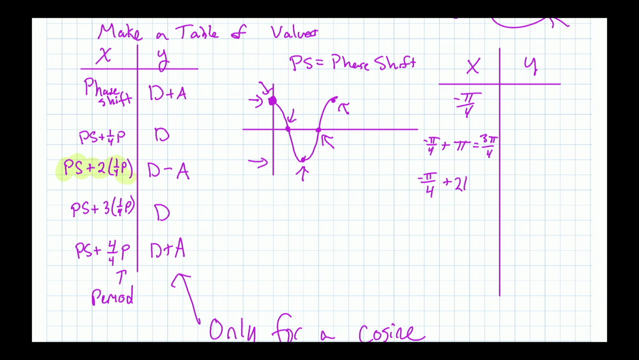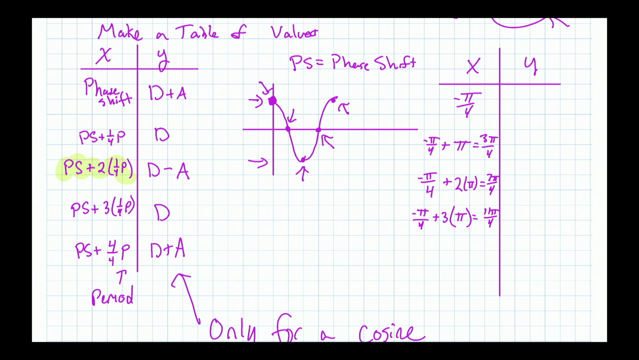So 2 times a quarter period. So that's 2 pi minus pi over 4. You still got to work out the fractions, but 7 pi over 4. The next one is PS, which is negative pi over 4 plus 3 times quarter period. So you have 3 pi minus pi over 4. Well, that's going to be 12 pi minus 1 pi, 11 pi over 4.